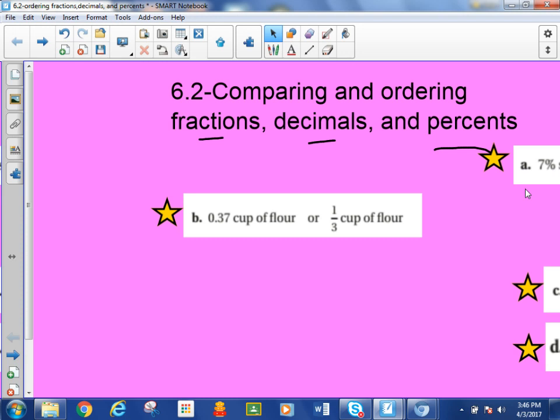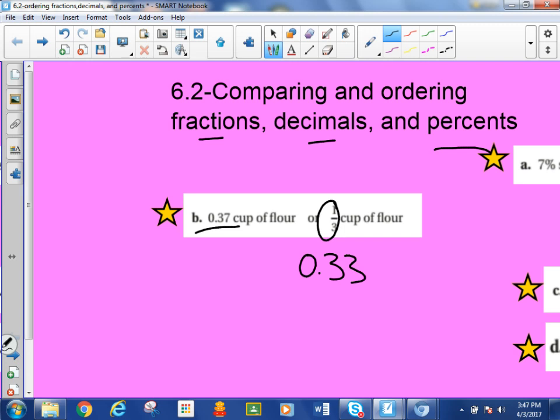I had 0.37 cups of flour, or 1/3 cup of flour. Okay, hopefully some of you can do this mentally. I'm going to leave this decimal by itself, and I remember what 1/3 as a decimal means. 1 divided by 3, that gives me 0.3 repeating. Because in this first one, I have a 3 and a 3, they're the same. And then I go to 7 and 3, therefore 0.37 cups of flour is greater than 1/3 cup of flour.